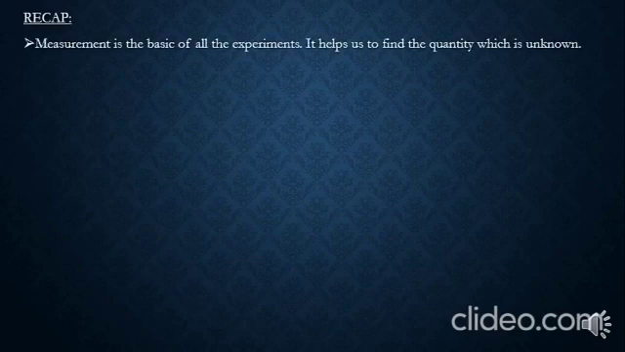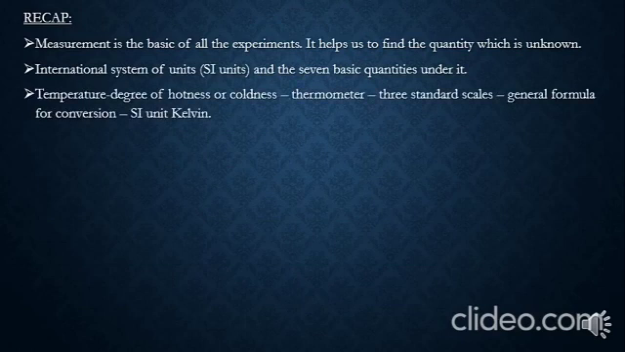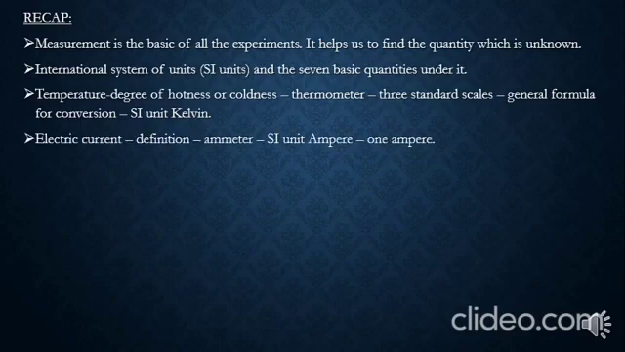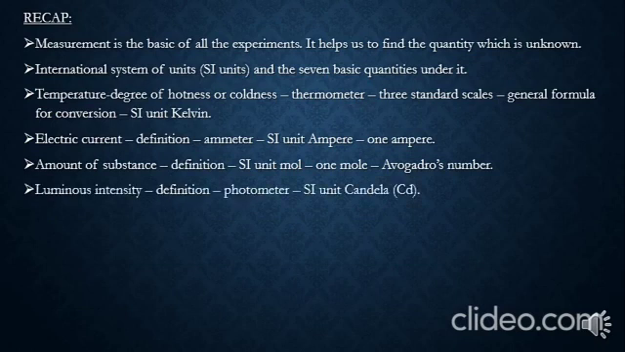So last class we saw about measurement, which is going to help us to find the unknown quantity. We saw what are SI units, the 7 basic quantities under it. We learnt about temperature, the instrument used to measure, general formula and the SI unit as Kelvin. We learnt about electric current, the instrument used to measure, and the SI unit as ampere. We saw what is amount of substance, the SI unit as mole, and we learnt about Avogadro's number. We also had an idea about luminous intensity, the instrument used to measure, and the SI unit as candela.